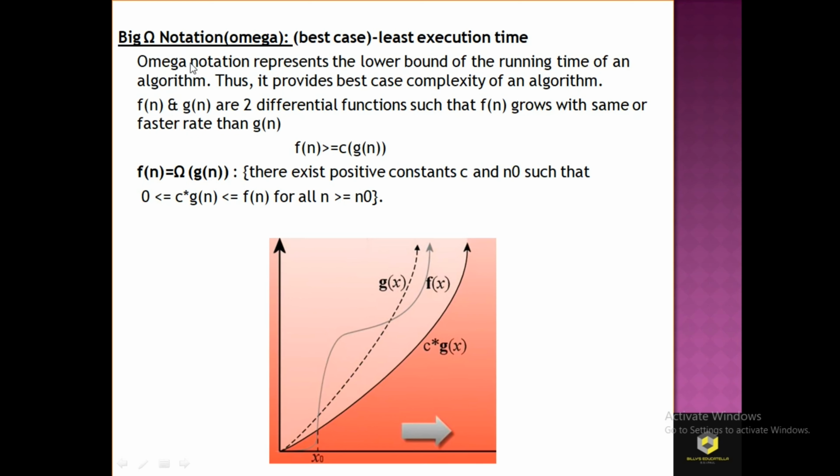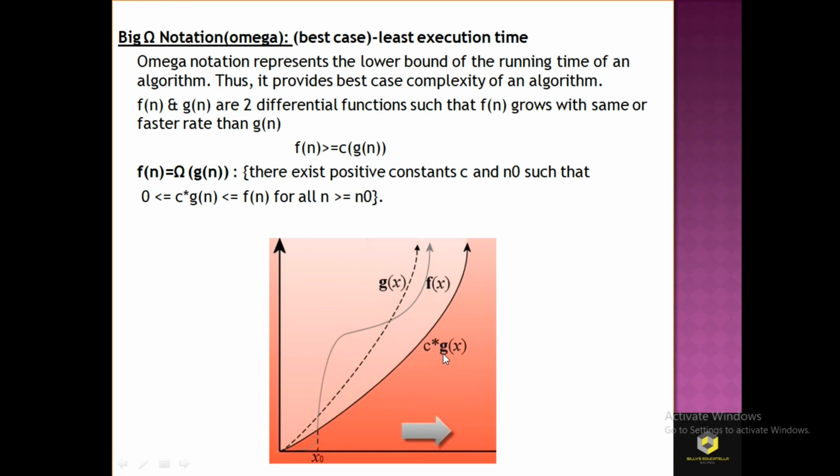Now coming to the big omega notation, which is used to measure the best case scenario of the given algorithm and which has the least execution time. Here omega notation represents the lower bound of the running time of an algorithm, thus it provides the best case complexity of an algorithm. Here, if we consider f of x as a function, we have to find the time complexity of this f of x. So we consider g of x as another function. So this c cross g of x must belong to the lower bound of f of x.